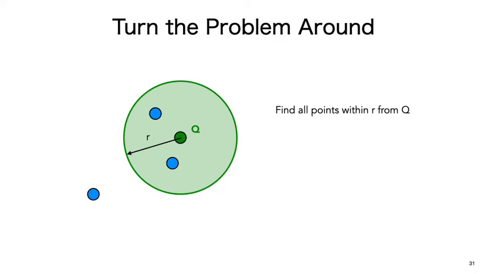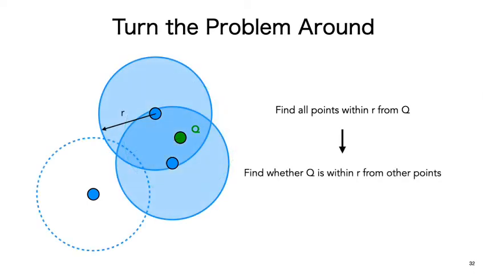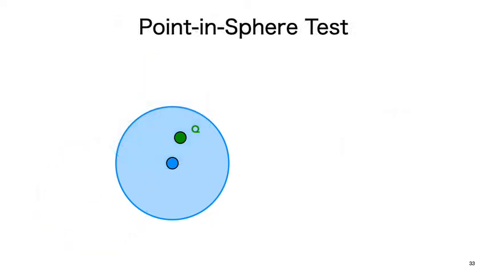And the idea of neighbor search that this paper takes is to turn the problem around. Let's use range search as an example here. Range search requires us to find all points within R from Q. Instead of doing that, what we're going to do is to find whether Q is within R from other points. In other words, we're going to generate spheres of radius R and test whether a particular query is within the sphere of a search point.